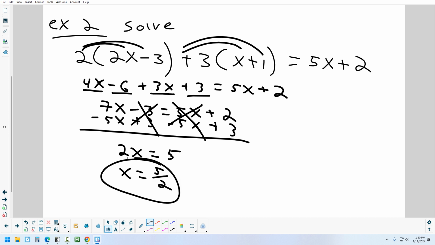I wouldn't worry about a decimal. I would leave it just like that. x is 5/2. All right, so that's solving a linear equation. Any questions on that one?